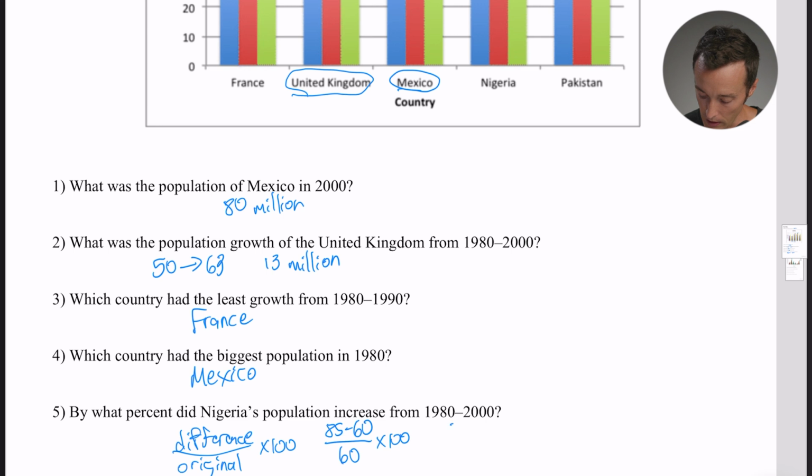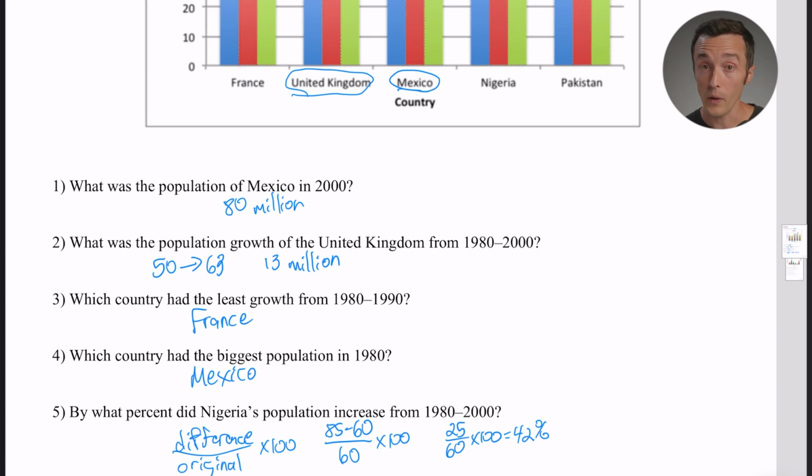So let's just evaluate that. 85 subtract 60 is 25. Okay, and so you can grab a calculator or however you want to solve this, but when you take 25 divided by 60 and then multiply it by 100, that is 42%. In other words, in those 20 years, in just 2 decades, Nigeria's population increased 42%. That's a huge increase in population.